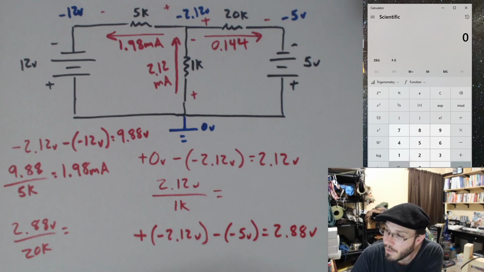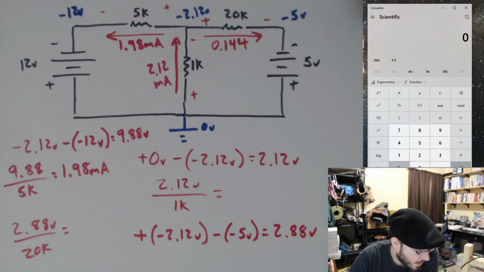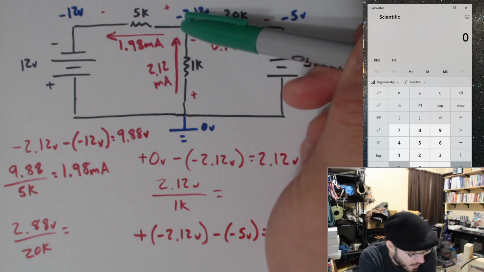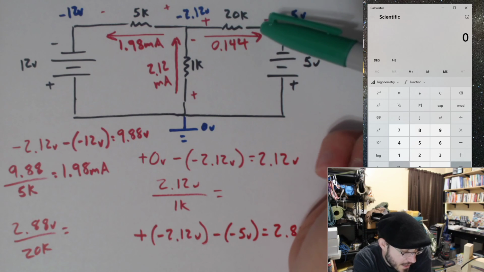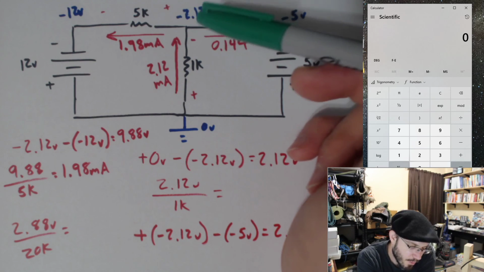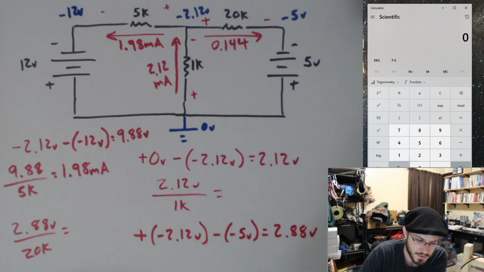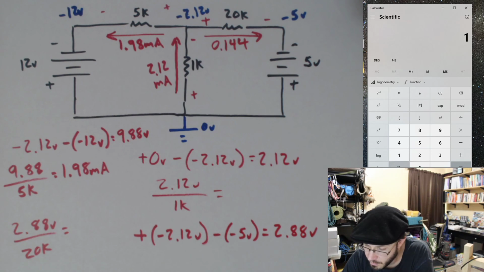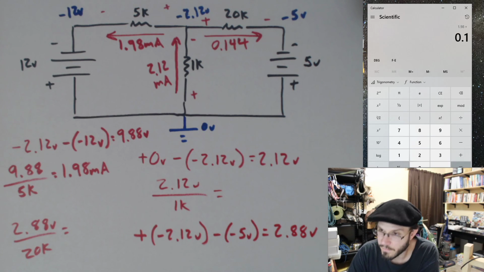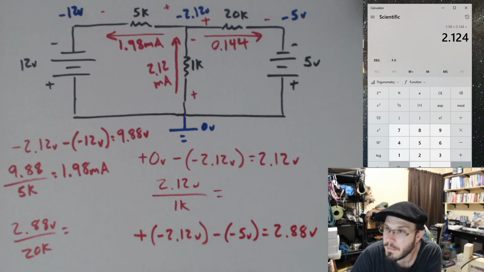Okay, the sum of all currents entering a node, specifically this node, is 2.12, and the sum of all currents leaving that same node is 0.144 plus 1.99. I really hope that that adds up to this. 1.98 plus 0.144, all of these are milliamps, equals 2.124. Perfect. Okay.